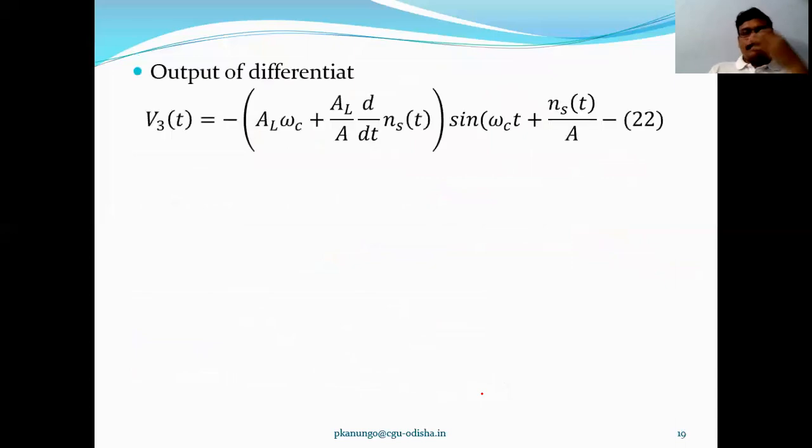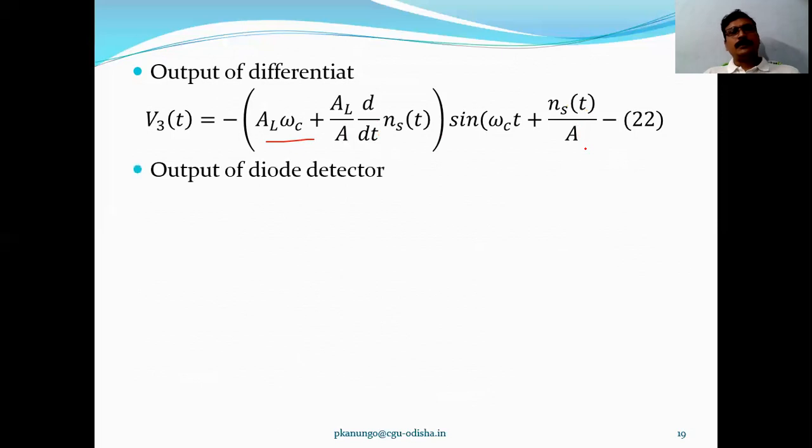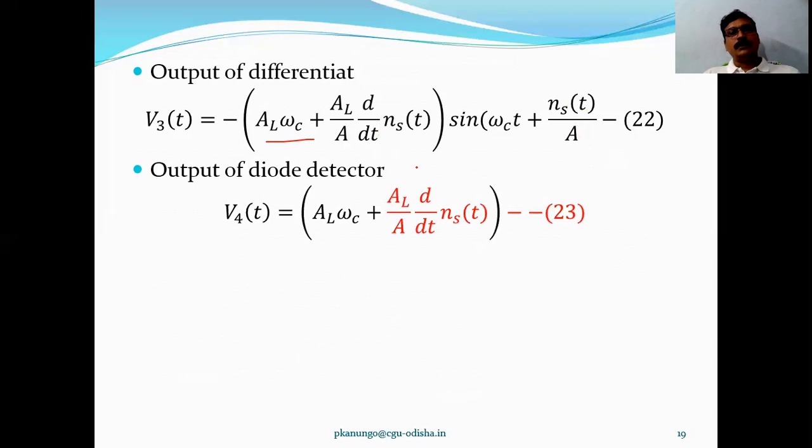The output of the limiter, equation 21, will be the input to the differentiator. The output of the differentiator is V3(t), which is equal to minus A_L (omega_c + d/dt of n_s(t) by A) sine(omega_c t + n_s(t) by A). Then the output of the diode detector, V4(t), is equal to the envelope. So this envelope will get detected.